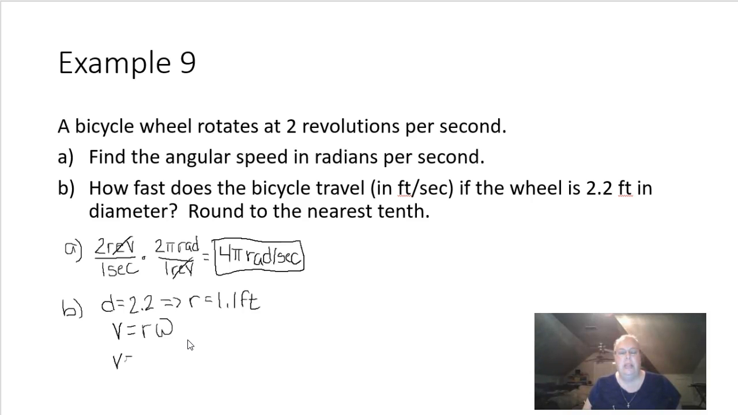So the linear velocity is going to be 1.1 times 4 pi. And the 1.1 is in feet, and the 4 pi is in radians per second, and the radians will drop out, and so our answer is going to be in feet per second. And when we multiply this out, we're going to have 4.4 times pi, and then we'll need to put that in our handy dandy calculator and round it to the nearest tenth place. And this is going to give me 13.8 feet per second.